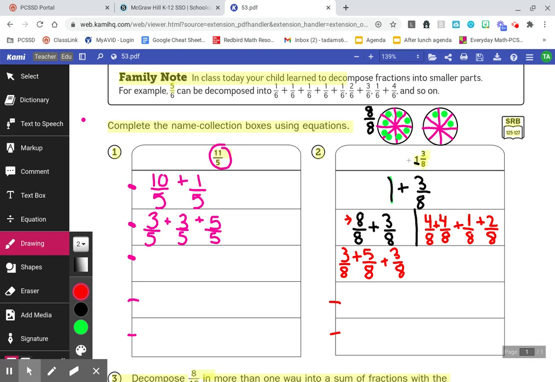If you're thinking, Miss Adams, I still don't understand this mixed number, show me how to decompose 8/8 and 3/8. Decompose 8/8 and then decompose 3/8. Show me what that looks like. 2 different ways.